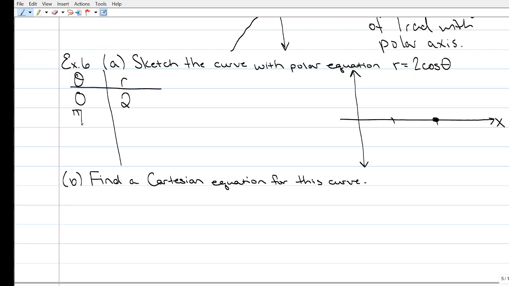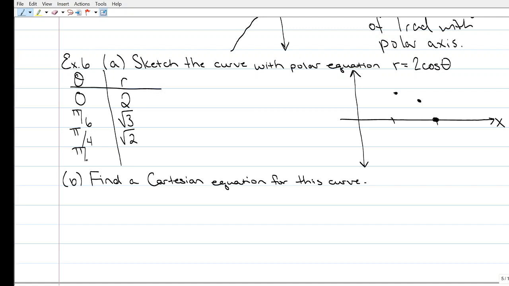Okay. Then if theta is pi over 6, cosine of pi over 6 is square root of 3 over 2 times 2 is just root 3. So when theta is pi over 6, we have a distance of root 3, so that's less than 2. So we can plot the angle pi over 6, root 3. If theta is pi over 4, cosine of pi over 4, square root of 2 over 2 times 2 will leave us just root 2. So when theta is pi over 4, we're left with square root of 2.